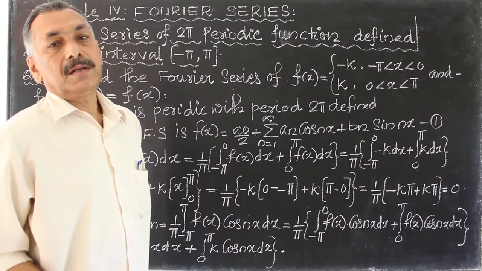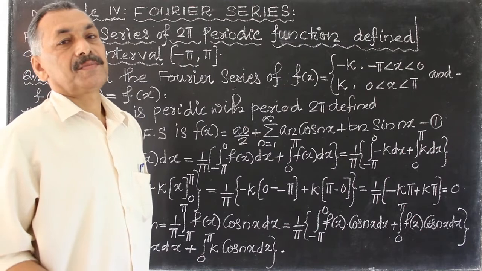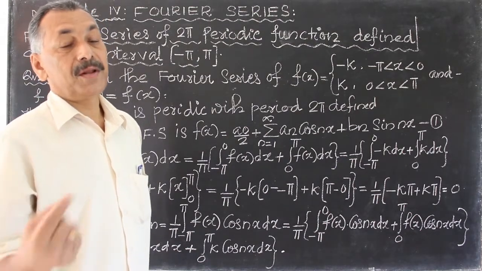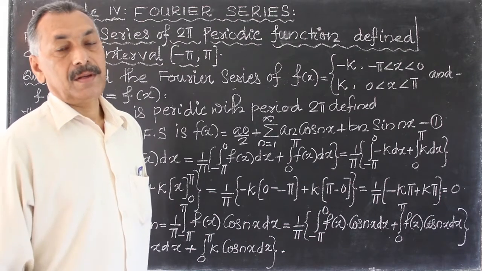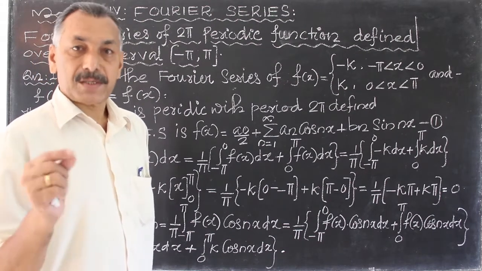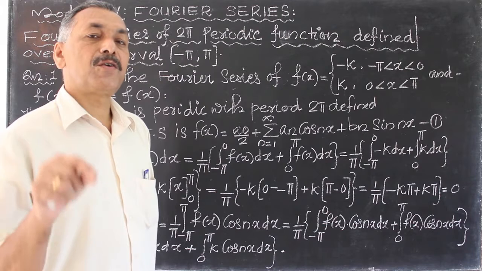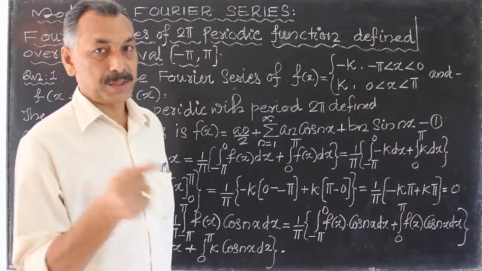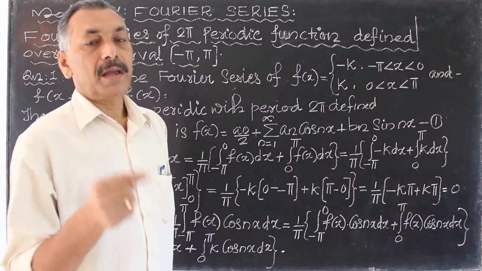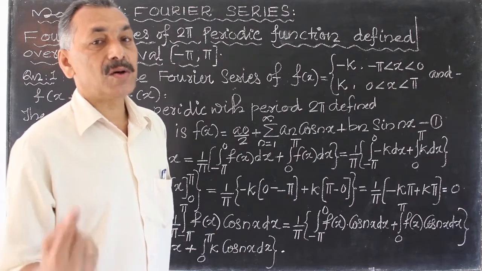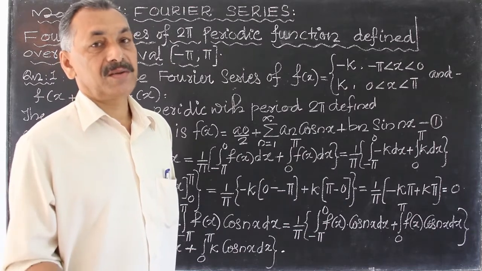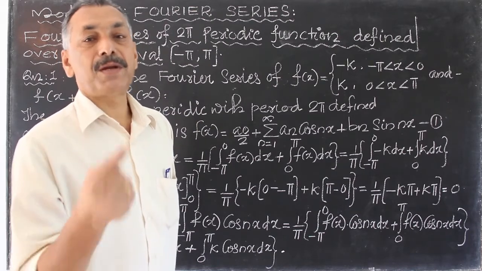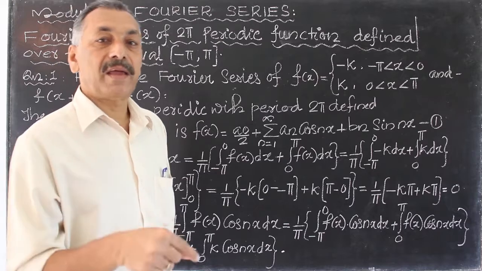We have already seen the Fourier series and periodic functions. A periodic function with period 2 pi. And what is the Fourier series? It is the expansion of a periodic function with period 2 pi. That is, f of x is equal to a0 by 2 plus sigma n is equal to 1 to infinity of an cos nx plus bn sin nx, where a0 is equal to 1 by pi integral minus pi to pi f of x dx. Similarly for an and bn.